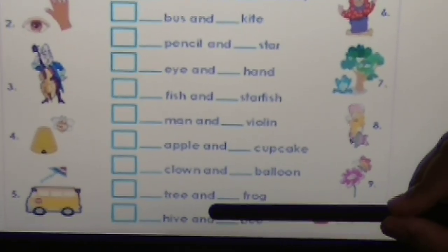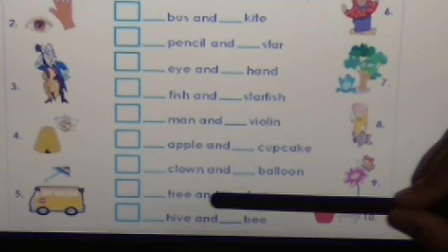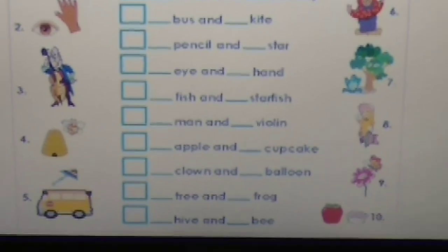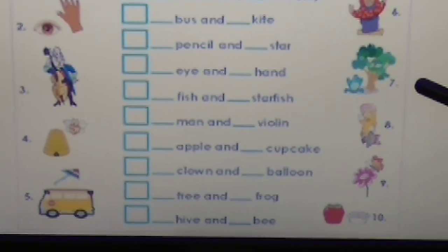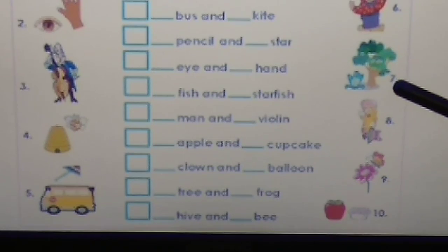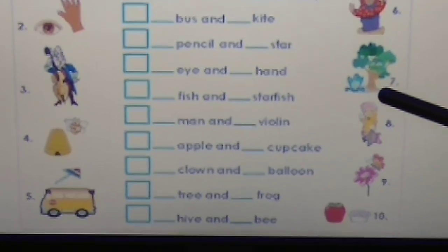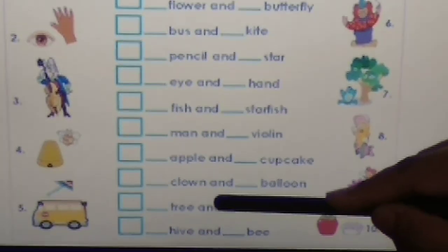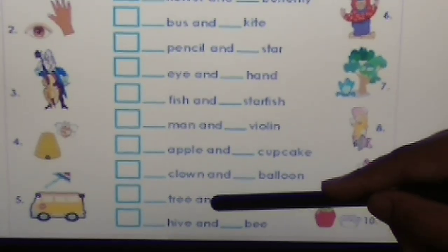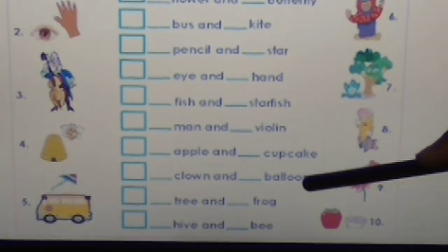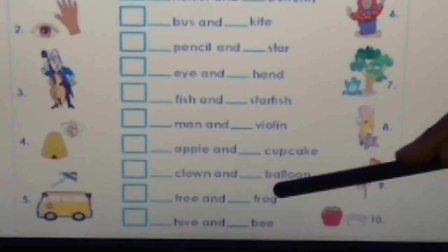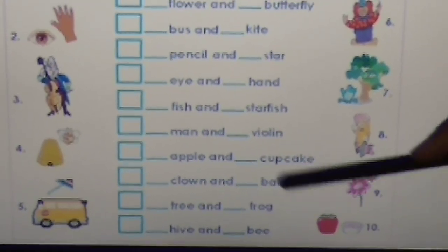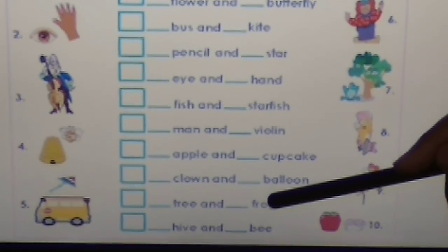Same way, tree and frog. Tree and frog. Green color in the picture. Can you see? Yes. At number 7, a tree is there and a frog is there. So, you will put in the box number 7 and you will write a tree and a frog. Why a tree and a frog? Because tree and frog, they are starting from a consonant.